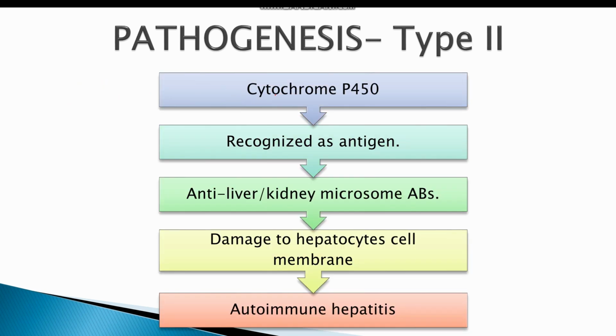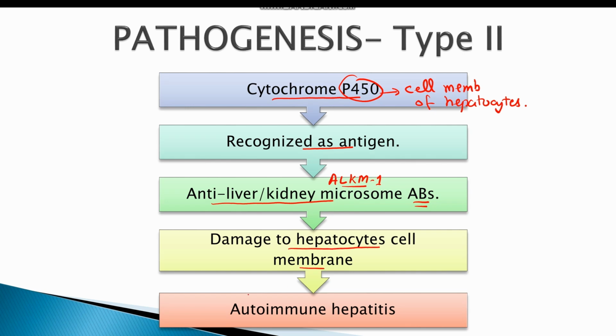In type 2 autoimmune hepatitis, cytochrome P450 is identified as an antigen. Cytochrome P450 is present in the cell membranes of hepatocytes. So anti-liver kidney microsome 1 antibodies are formed against these antigens, resulting in damage to cell membranes of hepatocytes, ultimately leading to autoimmune hepatitis.